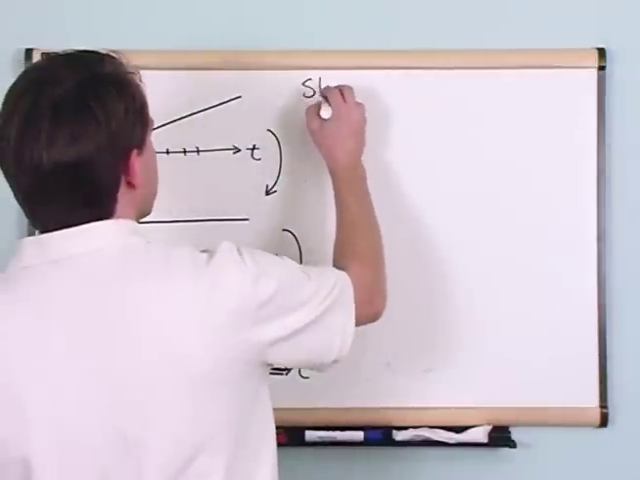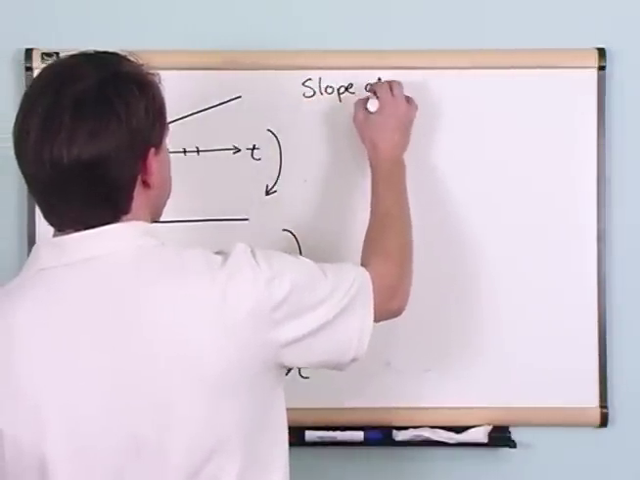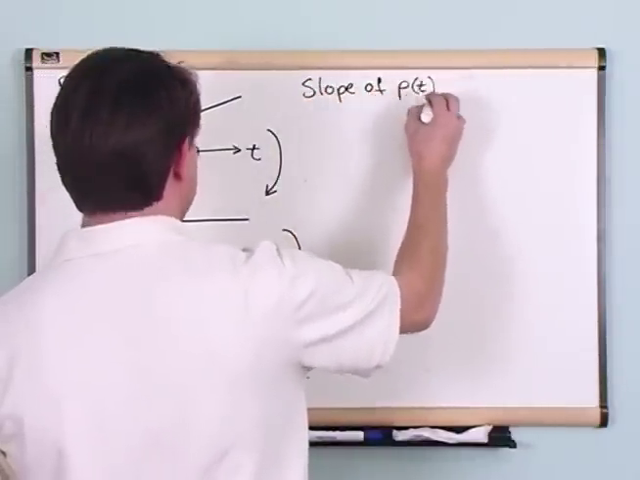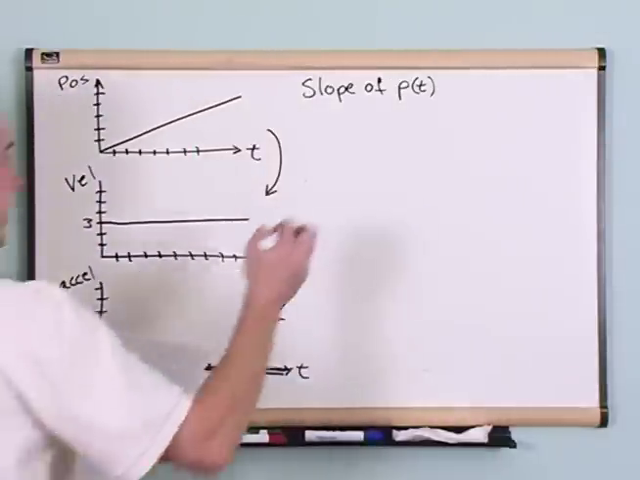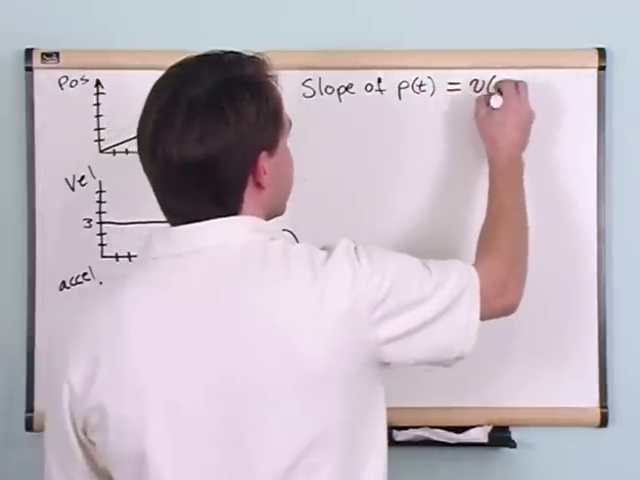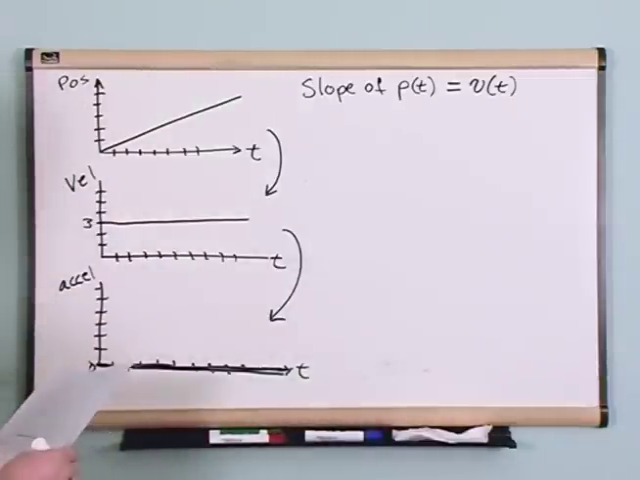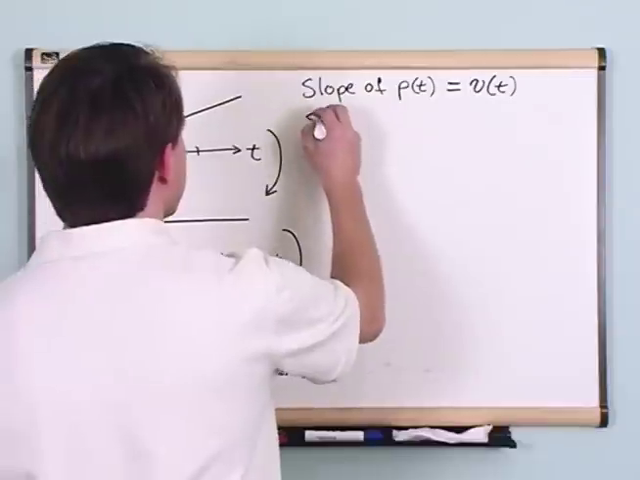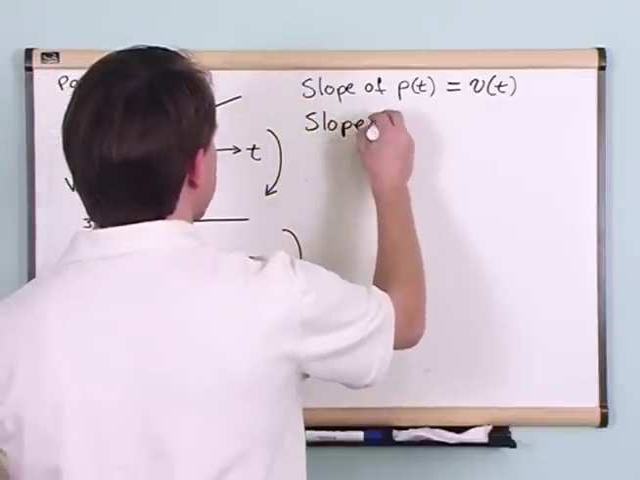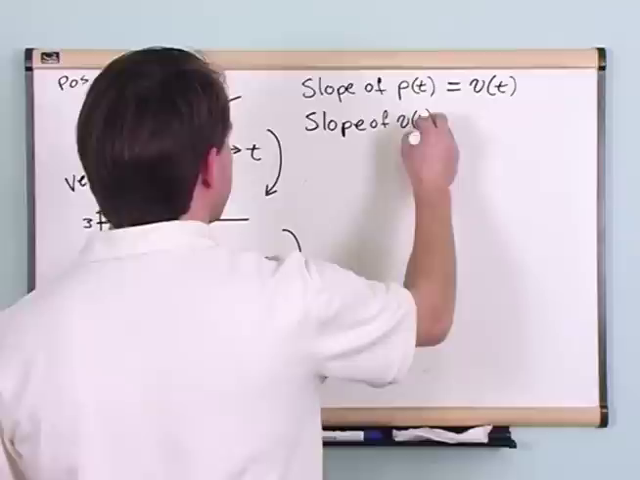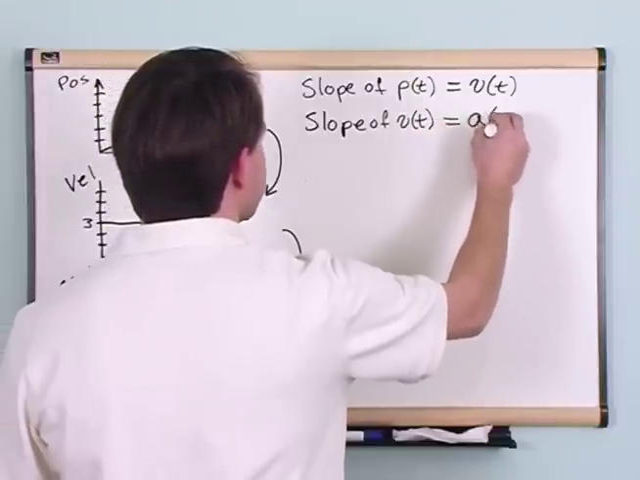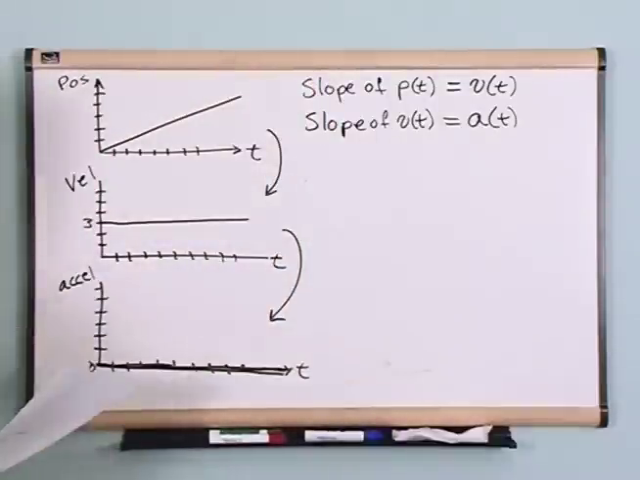The slope of the position function, which is this guy, is the velocity function. That is a fact. That is just calculus 101, basic fact. The slope of the position is the velocity. Okay? The slope of the velocity is the acceleration. That is a fact, a universal law of nature. That is calculus 101, basic physics, basic calculus.